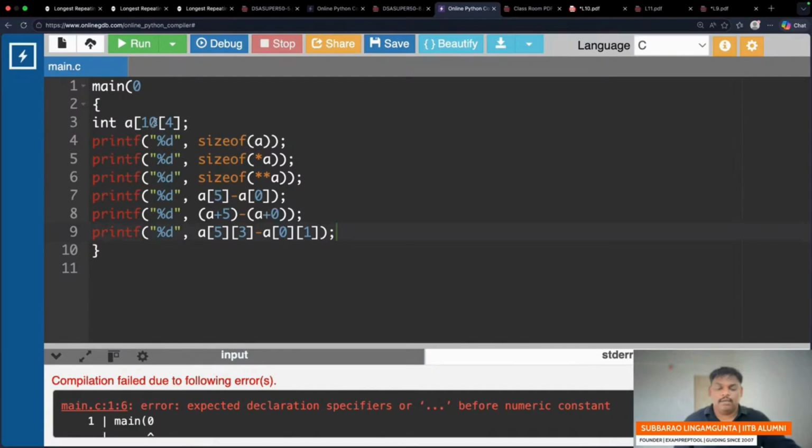Int a, I think this bracket is missing. Int a 10.4, I think. Now let me run again. So again a compilation error. Let me check where this error came from. Size of a, size of a, size of double star a.